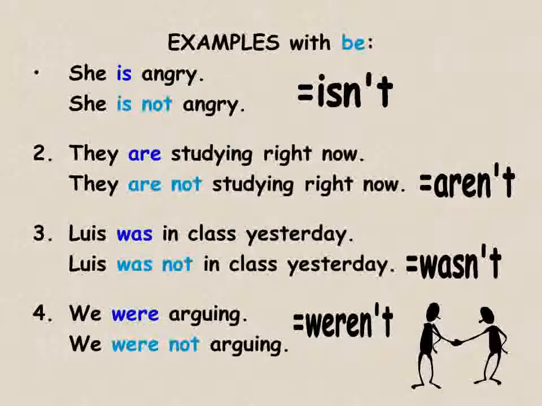Number 2, they are studying right now. Negative, they are not studying right now, or they aren't studying right now. Number 3, Luis was in class yesterday. Negative, Luis was not in class yesterday, or wasn't in class. And number 4, we were arguing. Negative, we were not arguing, or we weren't arguing. You can always use the contractions, or you can use the full form for the negative.